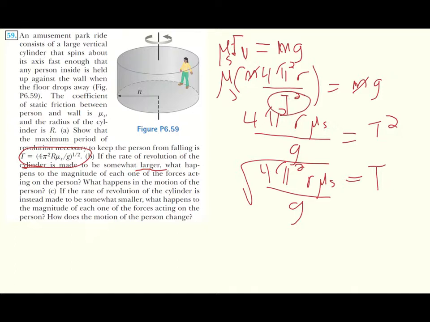So I made the rate of revolution larger. That makes the period smaller. And that means that this normal force piece here is going to get a lot bigger. Because it's going to spin faster, right? So it's going to pin you against the wall stronger. So the normal force will get bigger. Well, even if the normal force gets bigger, that means that the frictional force that's possible gets bigger.